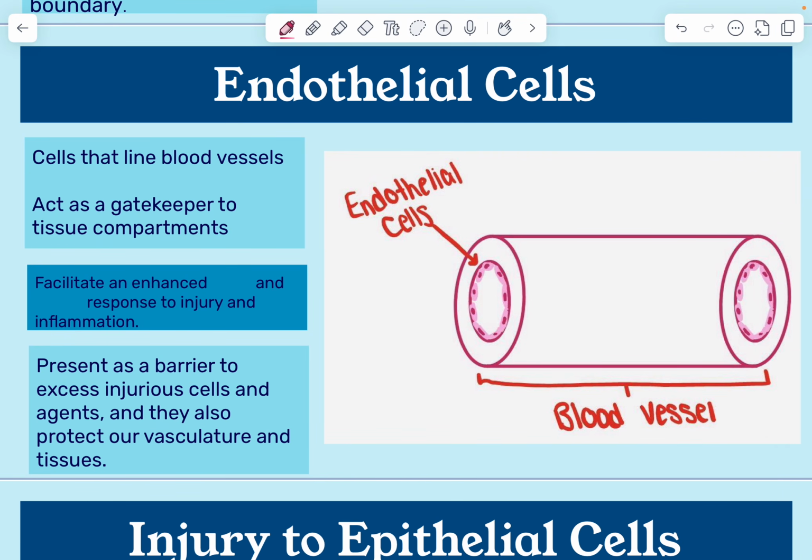Endothelial cells are cells that line blood vessels, so you can find these in our arteries, our veins, and capillaries. These cells act as gatekeepers to tissue compartments, and they facilitate an enhanced vascular and tissue response to injury and inflammation. These cells present as a barrier to excess injurious cells and agents, and they also protect our vasculature and our tissues.